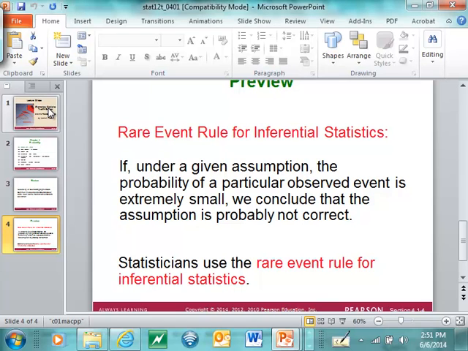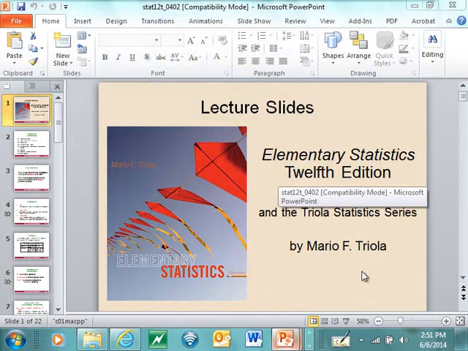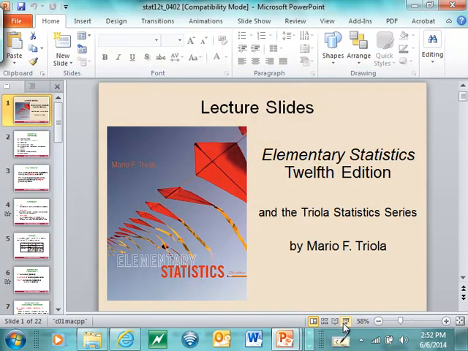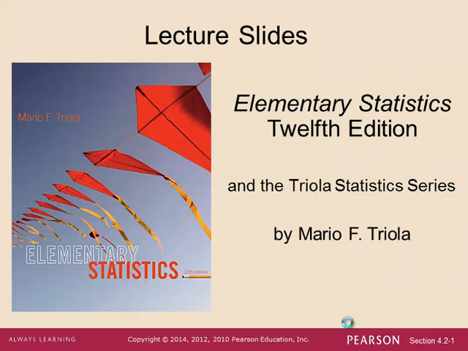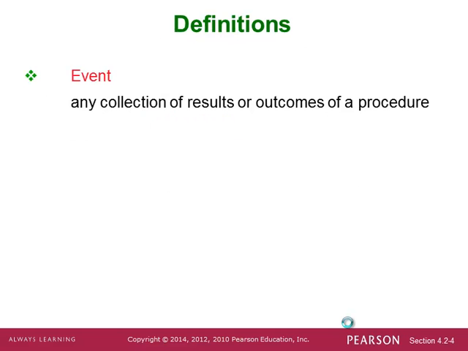All right, so we're going to now move on to section 4.2, where we're going to cover some basic ideas of probability, and this is going to set the scene for more advanced discussions of probability later in this chapter. All right, some basic ideas of probability. We're going to talk about what probability is and how to interpret probability values. Now, we need to get some definitions under our belt in order to have an intelligent discussion of probability. The first piece of language here is the event.